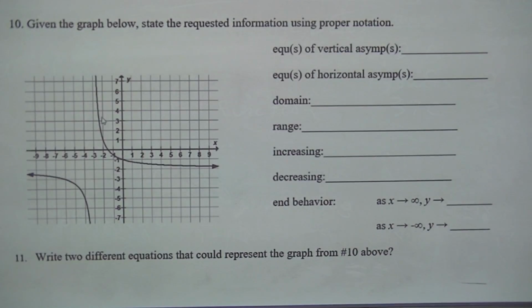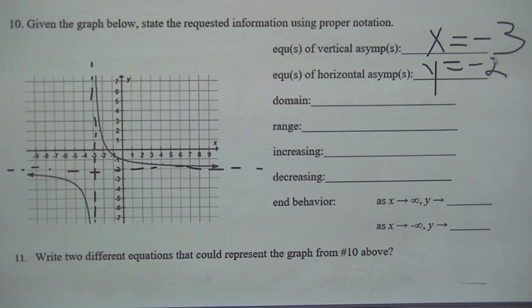Going on to 10. Here's where you actually have to draw the asymptotes in there. The horizontal is going to be at y equals -2. I'm going to draw that in there. The vertical is going to be x at -3. So we know because of this that this answer is -2, -2. For domain, domain will be all real numbers except x can't equal -3.